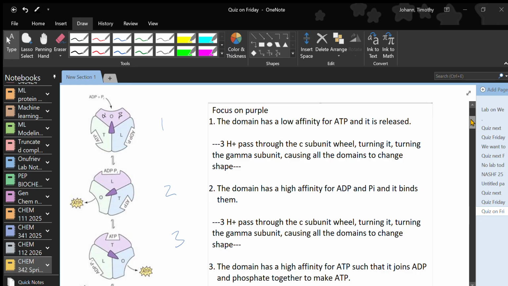Okay. Other questions? So each one of these different colors is doing the same thing. They're all doing the same thing. We're focusing on purple for this one, but they're all doing this, but they are offset from one another. Do you see how, for each orientation of our gamma subunit here, each of these is in a different state of our 3 states?